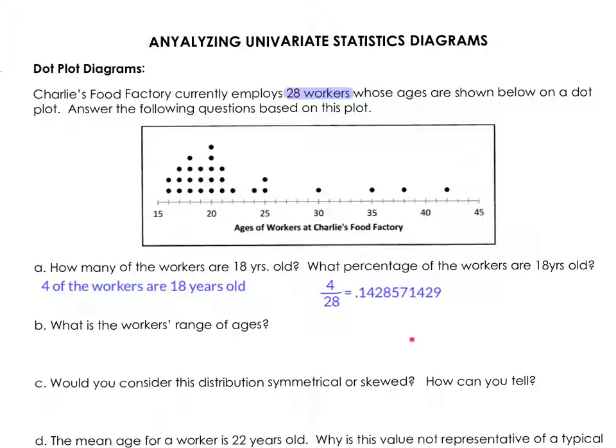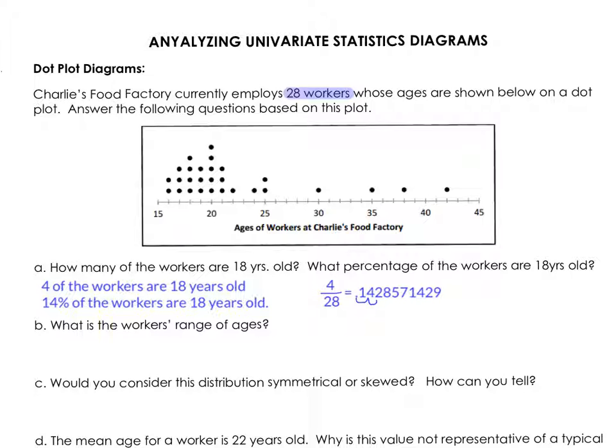But that's not a percent. We already talked about how we can change percents into decimals. Now we're going to go the opposite direction. Since I'm trying to turn this into a percent, I'm going to move the decimal place 2 places to the right. And I'm just going to say to the nearest percent here, so about 14%. So I know 14% of the workers are 18 years old.